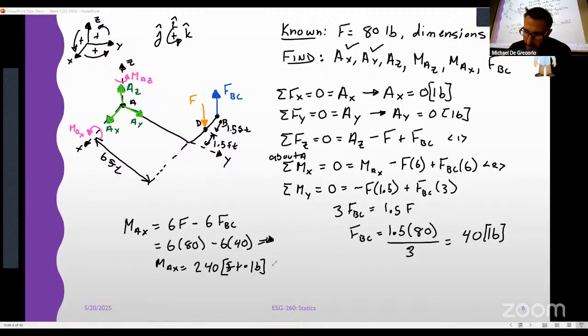And it came out positive, which means that the initial way that we drew it was correct. So we will go ahead and say, hey, that is counterclockwise. And for this, I'm just going to put a T here to indicate that that's in tension. That'll be important later today.